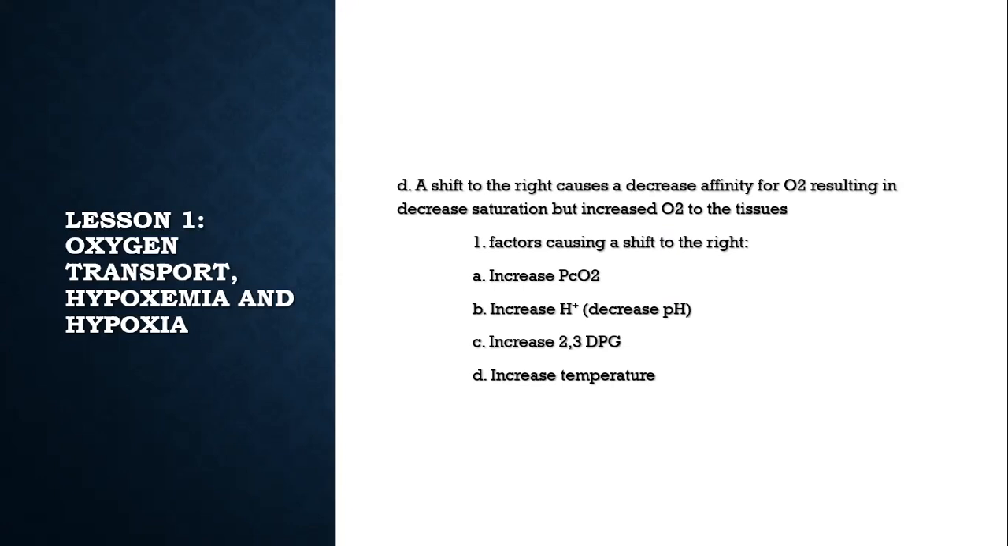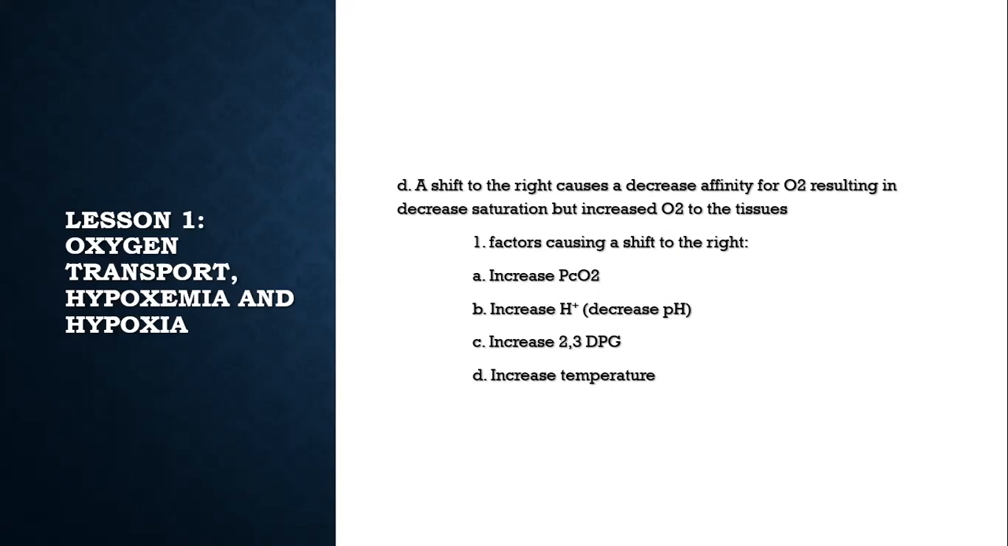Now, we're talking about hemoglobin and the tissue. If hemoglobin is floating around but loves oxygen and won't give it up, then the tissues are going to suffer. You have a decreased saturation, but increase to the tissues when it doesn't like oxygen. So remember: right release. A shift to the right causes a release of oxygen from hemoglobin.